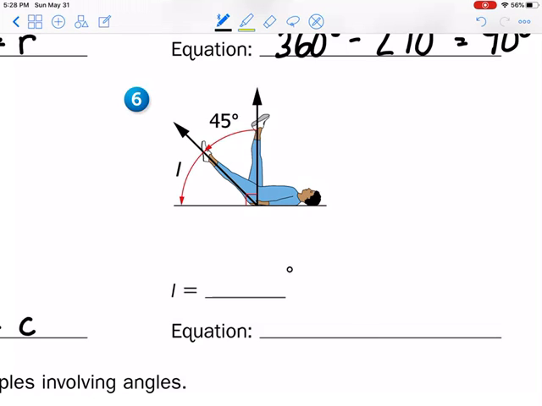Okay, six. You are solving for L. So, very similar. You know that this is equal to 90 degrees. They give you from here to here, which is 45 degrees, and they want you to figure out the unknown angle for L from here to here. So this is actually a dancer or a gymnast or somebody working out that's kicking their feet. So they want to figure out the angle of that person and how much they're moving their body.